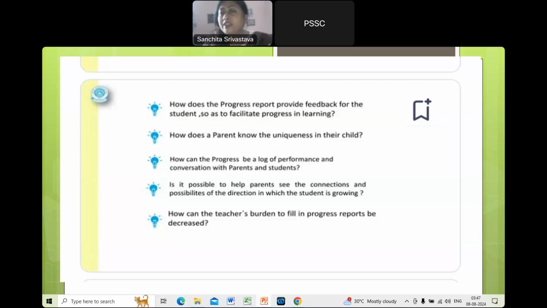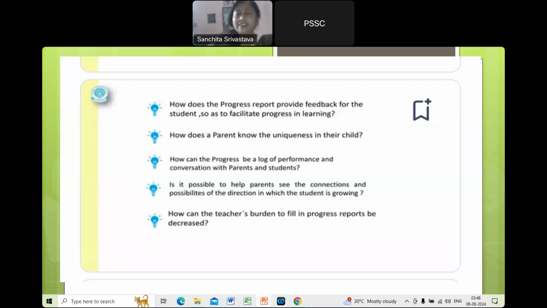Yes, these are questions. These are not my questions. These are questions and mandates that have been put forward by the National Education Policy. Because the National Education Policy is a much deeper understanding of the education system that is going on. So how can the teachers' burden of filling in the progress report be decreased? Yes, the master mark sheet, the mini mark sheet, we are already doing that.